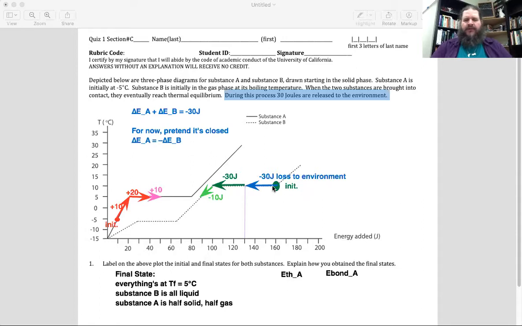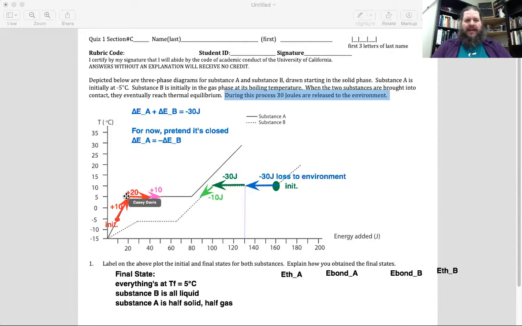And what about for substance B? Yeah, substance B is losing bond energy and also losing thermal energy. So each one is changing both thermal energy and bond energy once. And we can list out, for instance, the initial and final temperature of A. We know A starts at -5 degrees, ends at +5 degrees. We know B starts at +10 degrees and ends at +5 degrees.